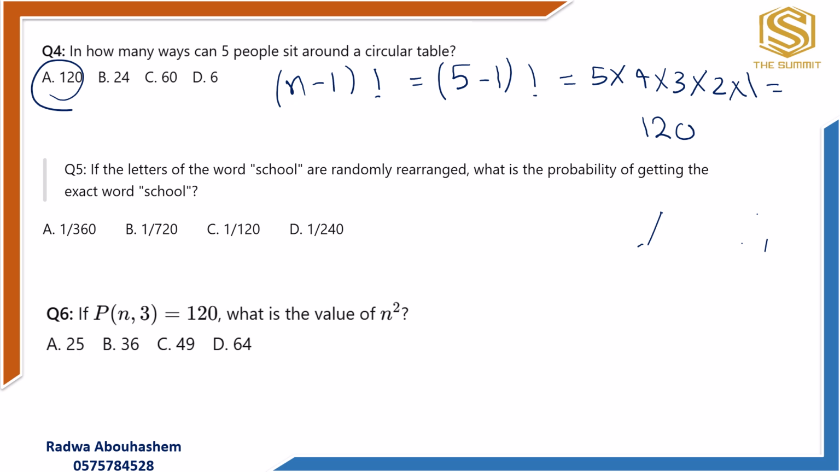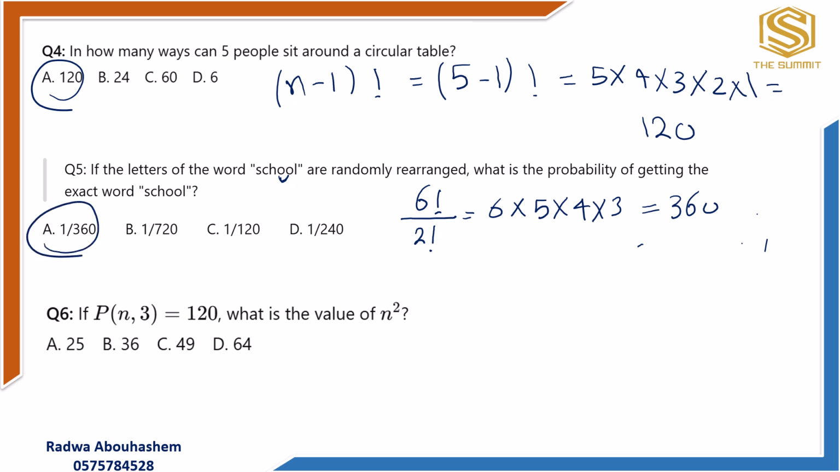If the letters of the word school are randomly rearranged. Now let me see how many letters we have. We have 6. Is anything here repeated? Yes, the letter O is repeated. So 6 factorial over 2 factorial. Of course, I'm going to cancel everything starting from 2. So it would be 6 times 5 times 4 times 3. So this is 20, 20 times 3 is 60, 6 times 60 is 360. So 360.